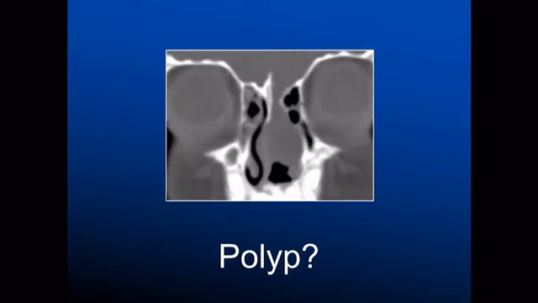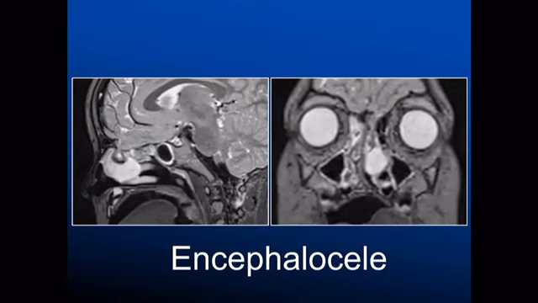And then again, polyps: always be wary of polyps in the nasal cavity, and always make sure that you look at the cribriform plate and make sure it's intact. And this is another encephalocele.